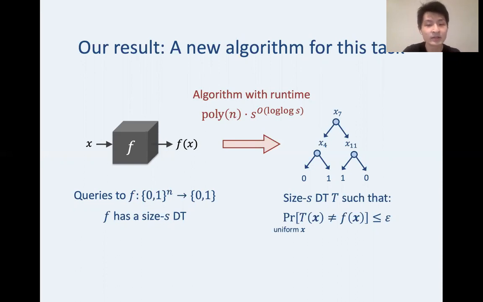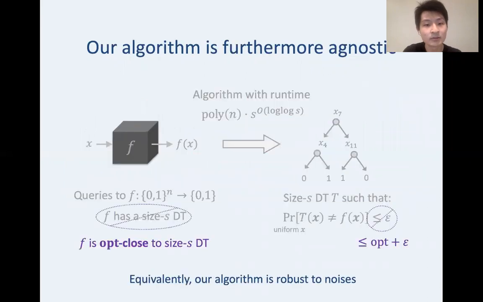And furthermore, instead of assuming that our function f is exactly a size s decision tree, our algorithm still works even if f is only guaranteed to be close to a size s decision tree. So let's suppose among all the size s trees, the closest one to f is at distance opt. Then our algorithm is guaranteed to output something that is opt plus epsilon close to f. Another way to view this result is that our algorithm is somewhat robust to noise, meaning that suppose this black box is a size s decision tree at the very beginning, but some unexpected noise corrupts a small fraction of the outputs. Even in the noisy case, our algorithm will output something nice.